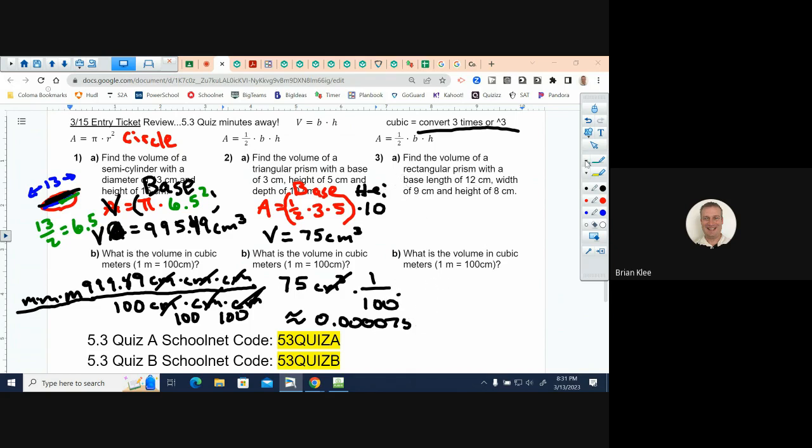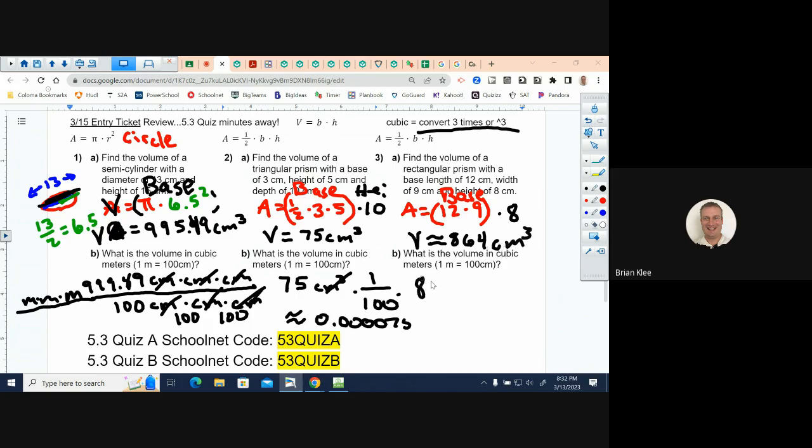Last one, find the volume of a rectangular prism. So the area of the base is just base times height. That's the rectangular area. So we've got 12 by 9. What turns this into volume? The height of the rectangle is 8 centimeters. So we just multiply here. So our volume is approximately 864 cubic centimeters, centimeters cubed, centimeters to the third power.